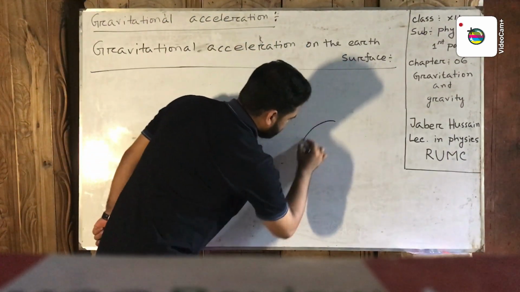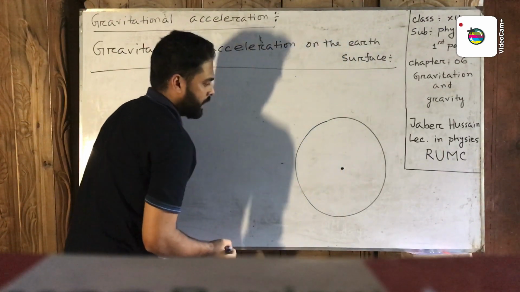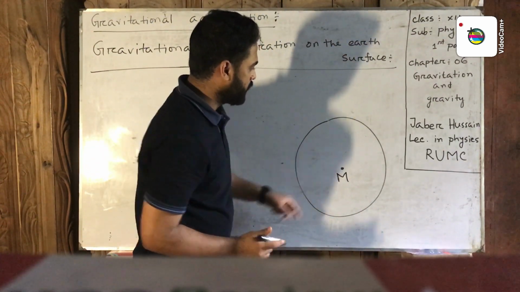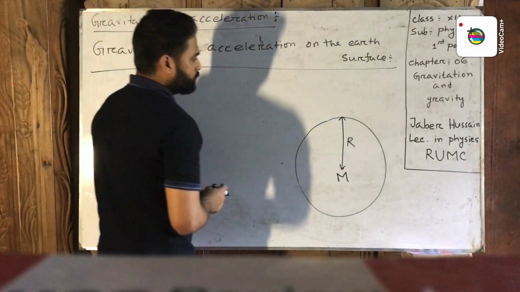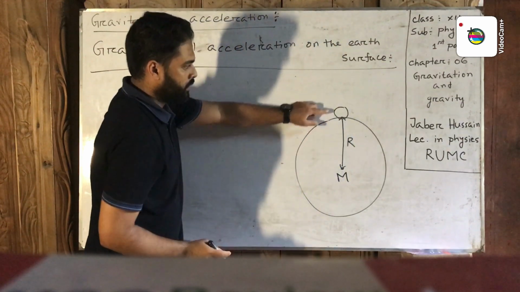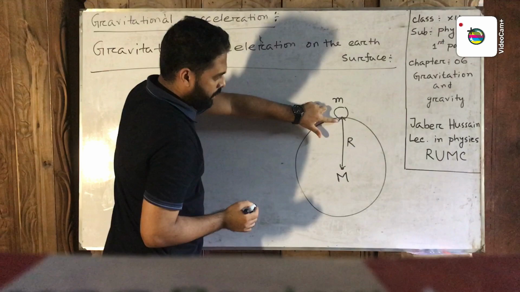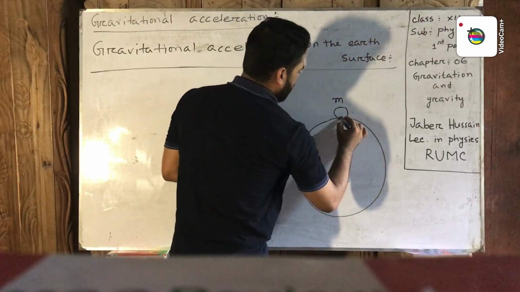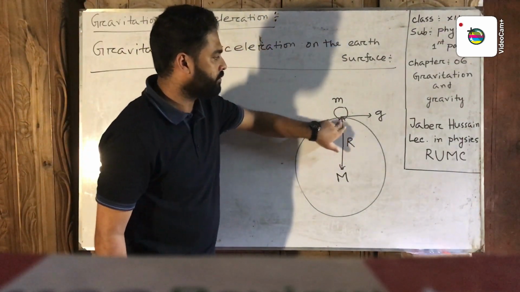Now look at the figure. This is the earth, and the total mass of the earth is located at the center of the earth, and the radius of the earth will be R. Now let us consider an object of mass small m on the earth's surface, and also let us consider the gravitational acceleration at the earth's surface will be g.